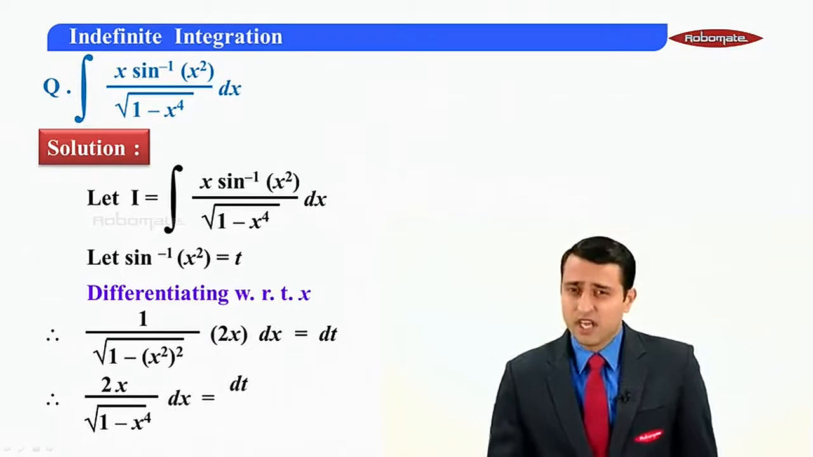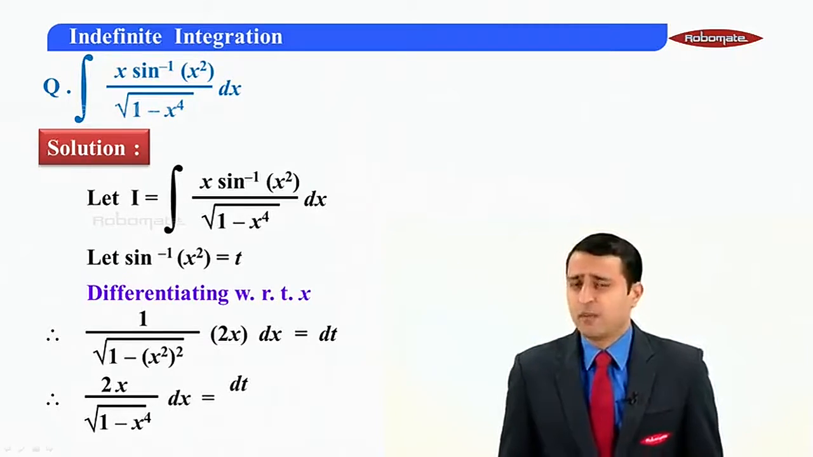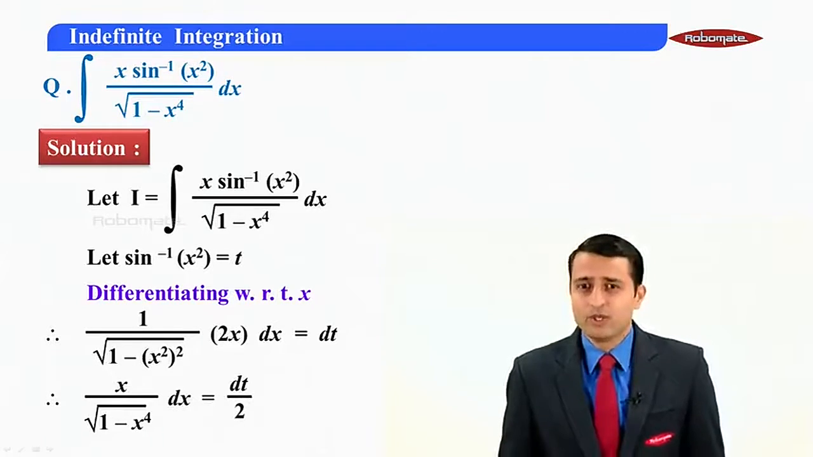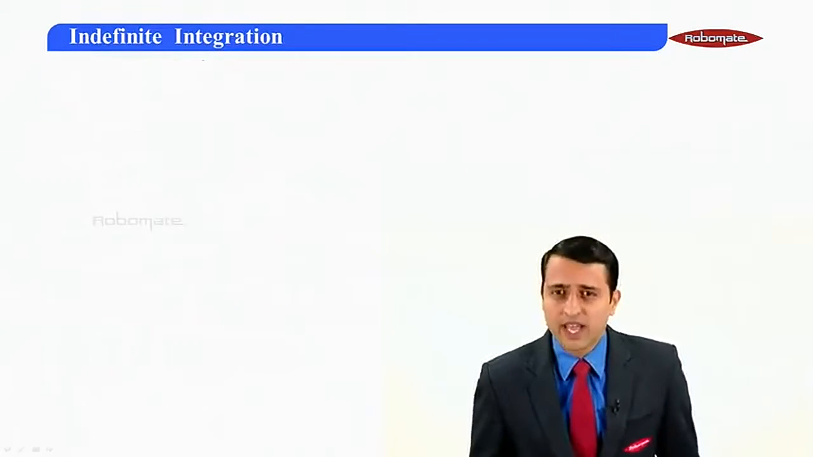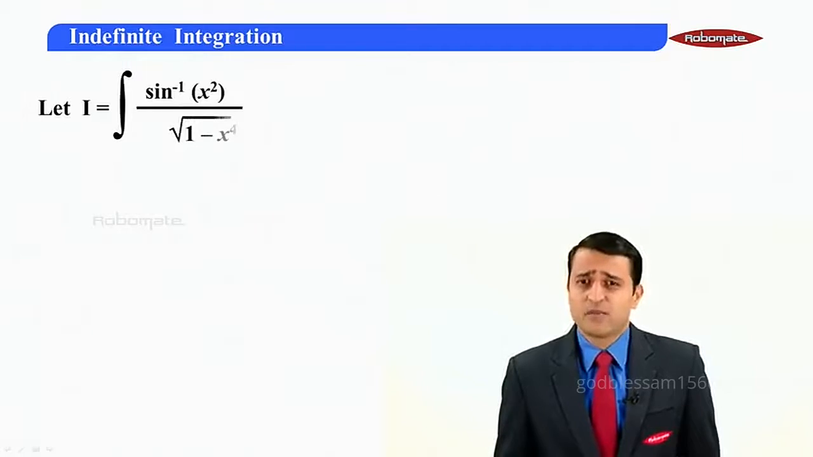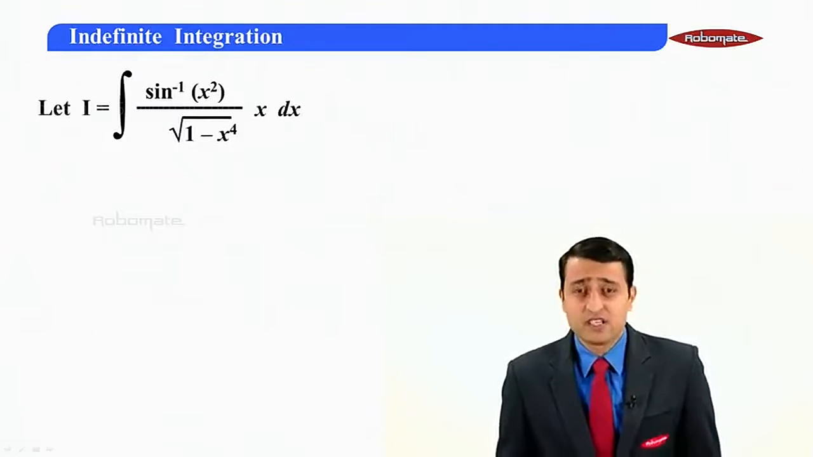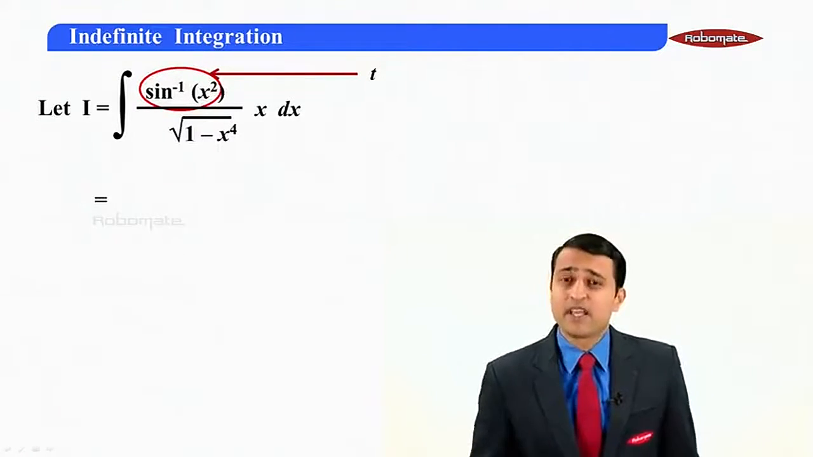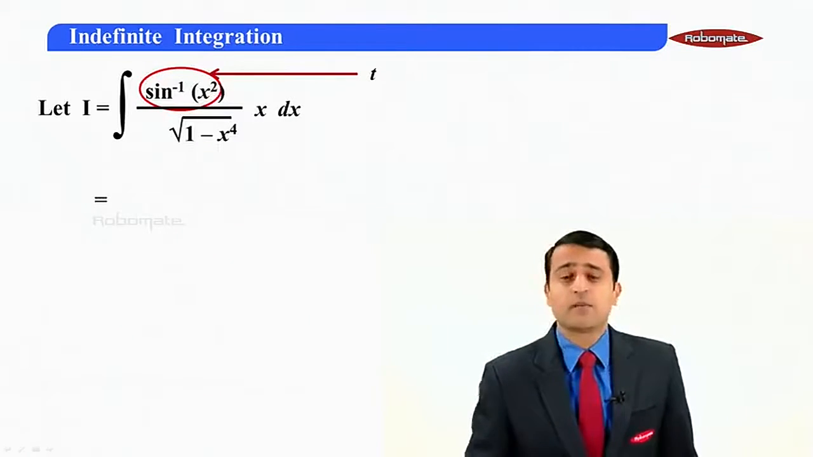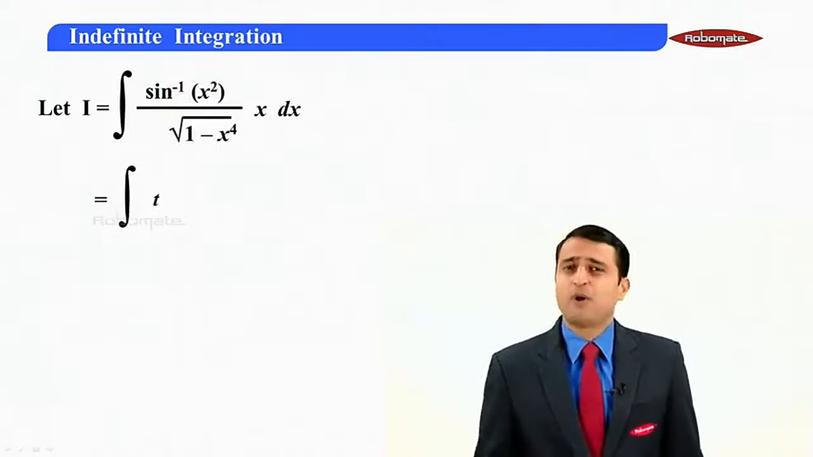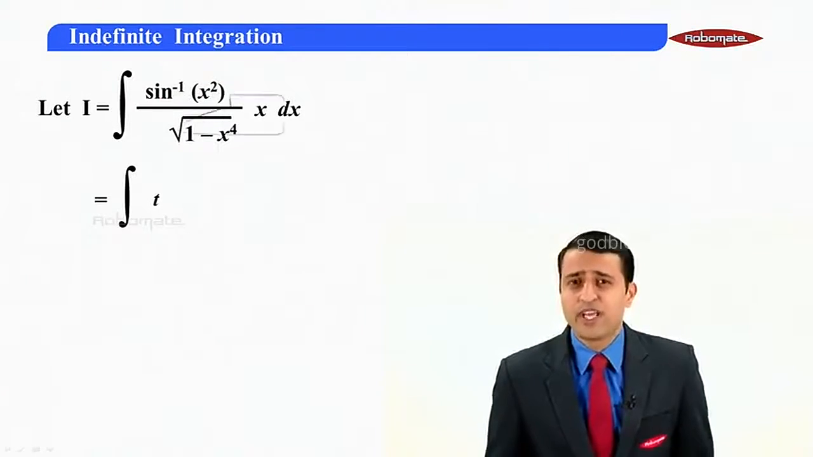Is that okay, students? Now if you see in the integral, I have x upon root of 1 minus x raised to 4. So this 2 is extra. I'll bring this 2 down to get dt by 2. So now students, how will my integral look like? So can I say the integral is sine inverse of x square into x upon root of 1 minus x raised to 4 dx. Now students, if you just recall, sine inverse of x square was t. So in the next step in the integral, I will write t in place of sine inverse of x square.